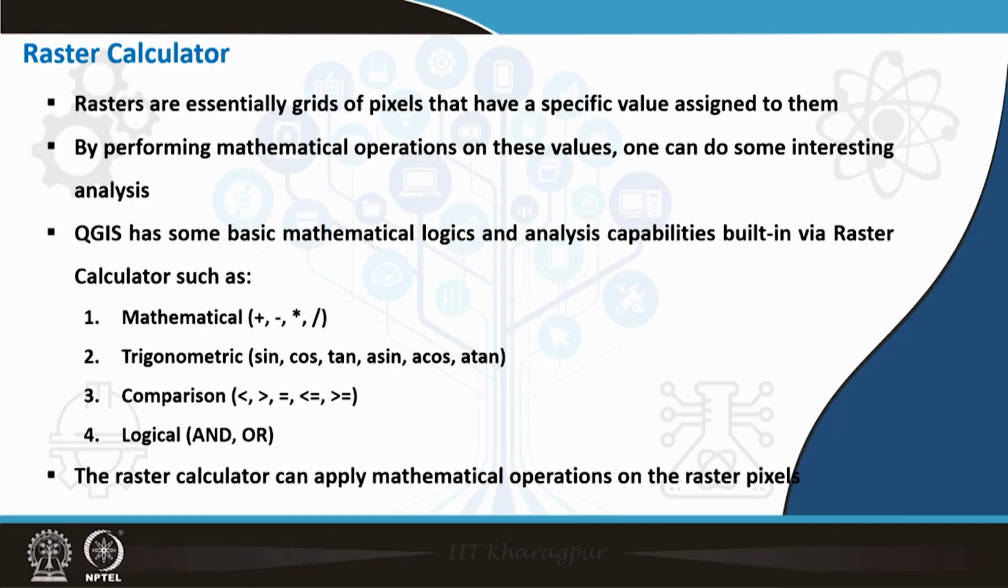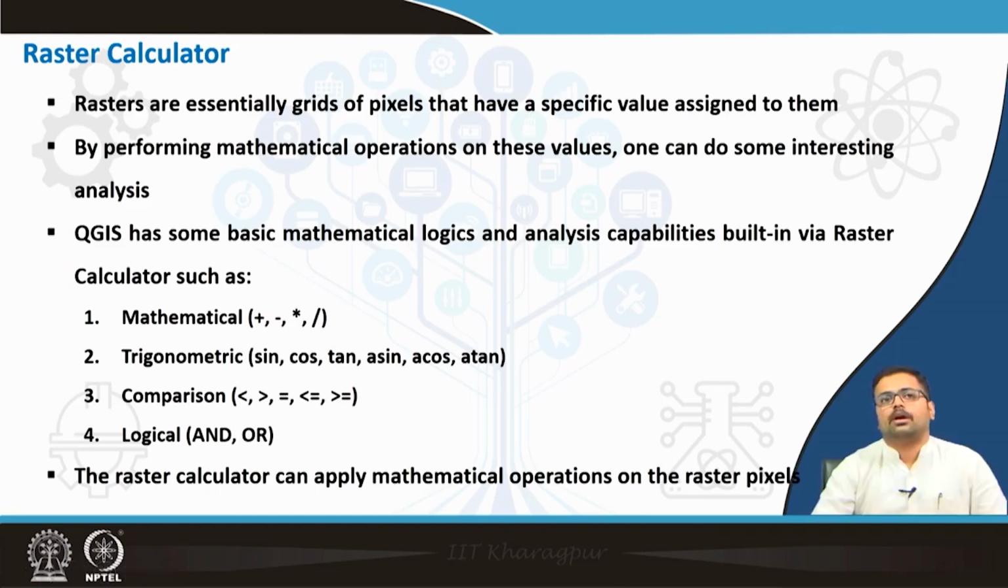QGIS has some basic mathematical and logical operators. If you take the mathematical ones, it has addition, subtraction, multiplication, division. If you take advanced calculations such as trigonometric operations, sine, cos, tan, angles can be given. Or if you take comparison, you can mention whether a pixel is lesser than 30 meters, whether a pixel is greater than 30 meters, something like that. And if you want to perform any logical operation, you can also perform that using AND, OR commands, something like that. So once we open the raster calculator tab, I will just demonstrate that to you.